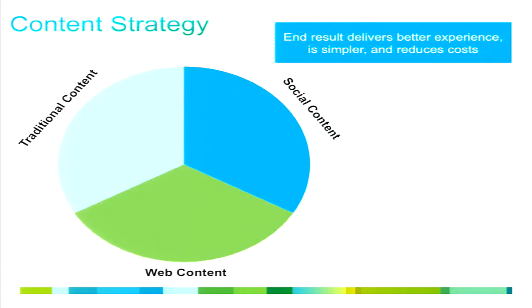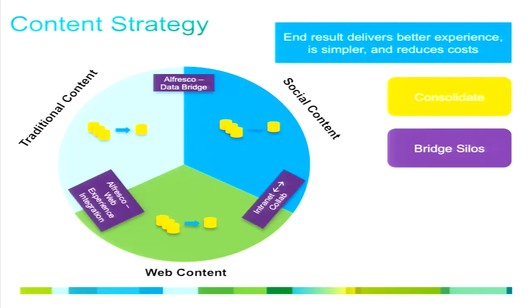As we look at it further, we want to look at the end result and use that to deliver better experience. We want it to be simpler and reduce costs. So the first thing we want to do is consolidate. In each of those areas, we want to pull together these disparate systems and try to get towards one or some number fewer than the ones we have, and give people much more comprehensive experience in that one target environment.